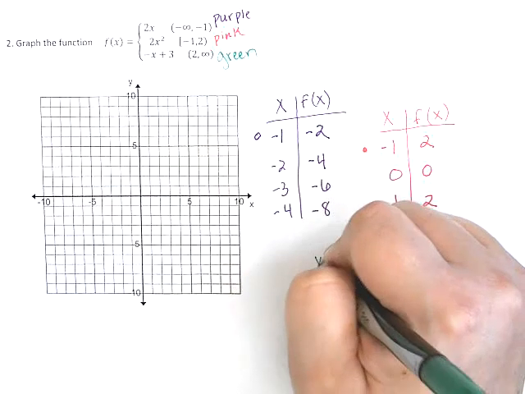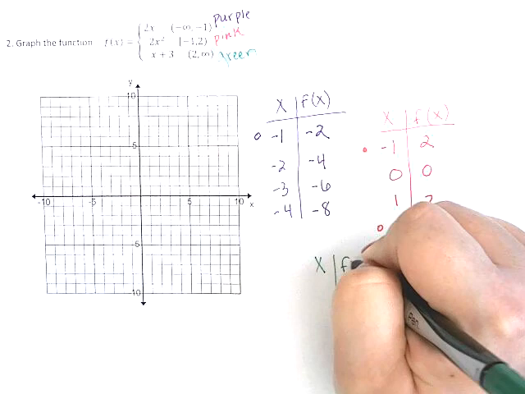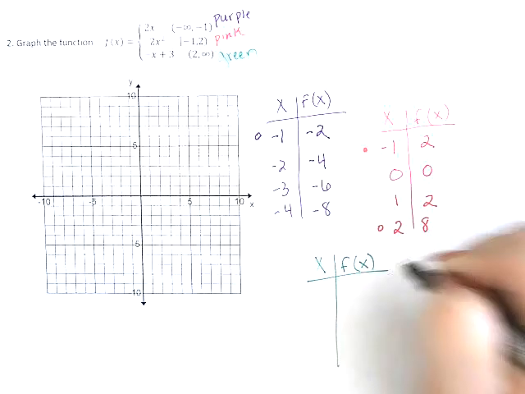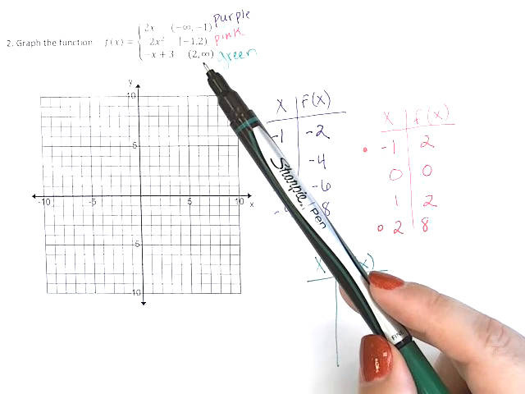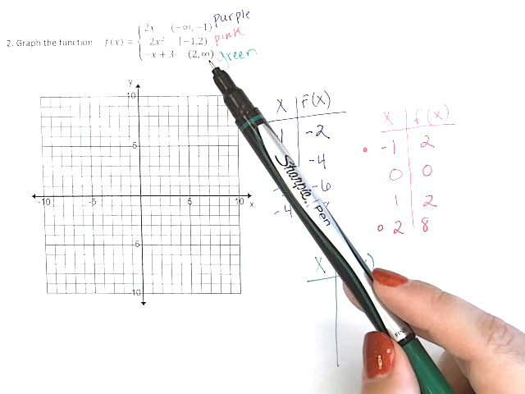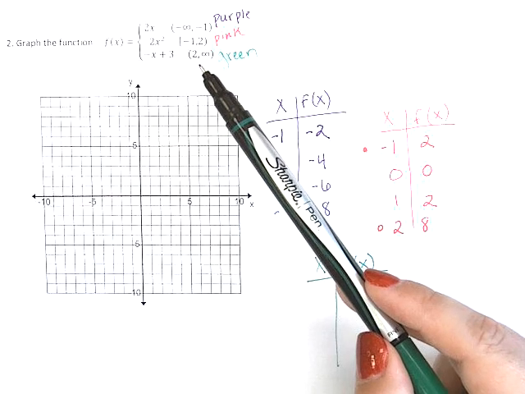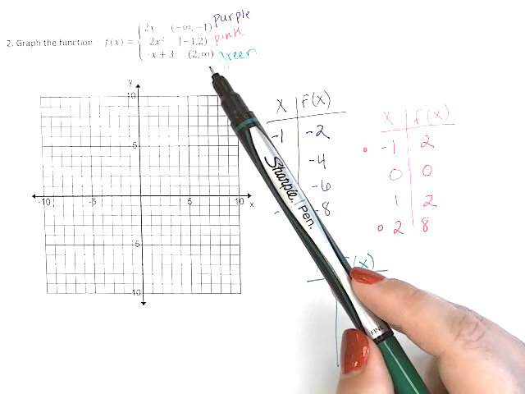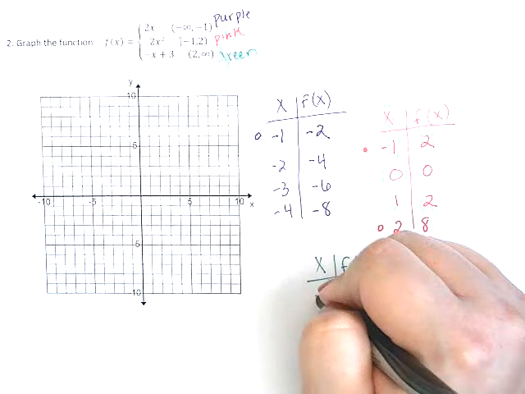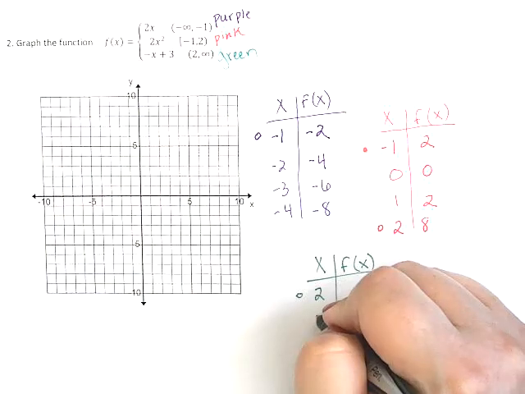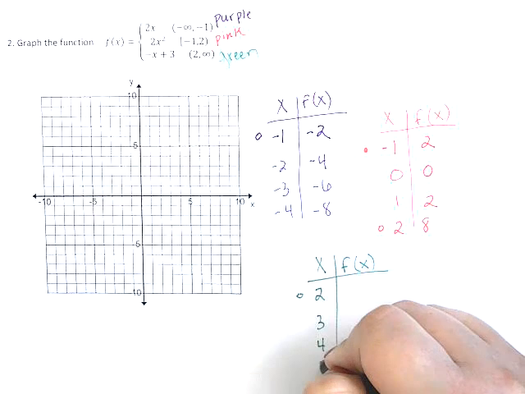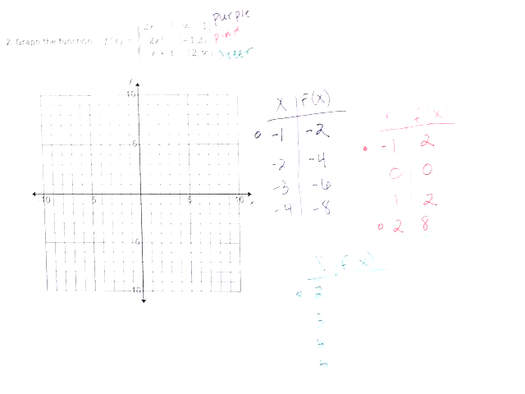Alright, so our last one, x and f of x. This one says we're going to use negative x plus 3 from 2 to infinity, and both of those have curly brackets. So neither of those are included, and that makes sense for infinity especially. But for 2, we're going to put an open circle. And then we can just do 3, 4, and 5, so we can get a nice picture of what's going on.